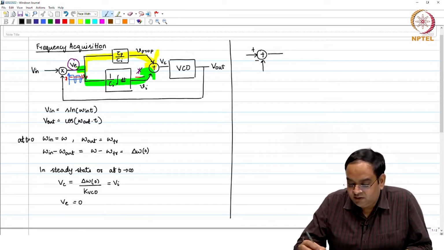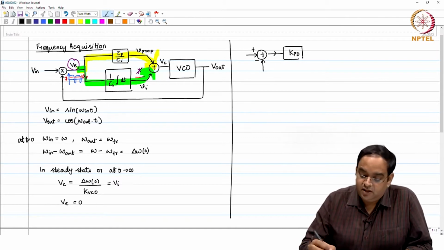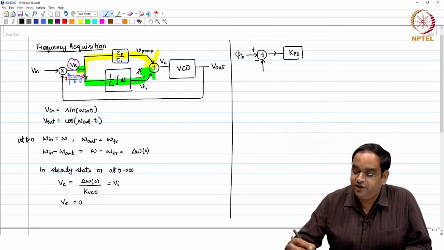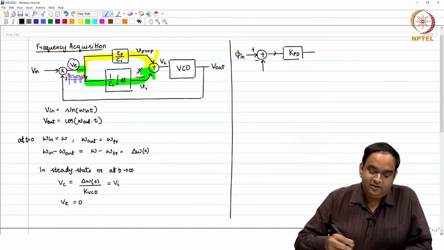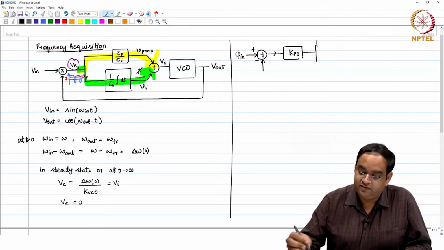Now, I am drawing the small signal model of the PLL. In the small signal model of the PLL, you have the phase error detector with gain KPD. This is input phase, you have the output phase, and this particular block diagram actually can be used as such, but I will just write the transfer function here.